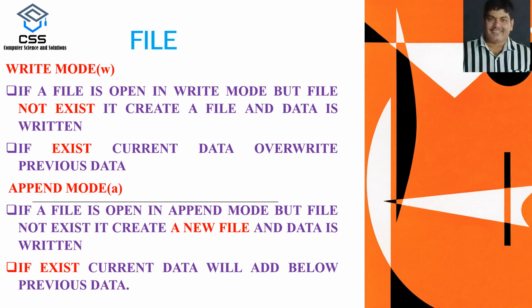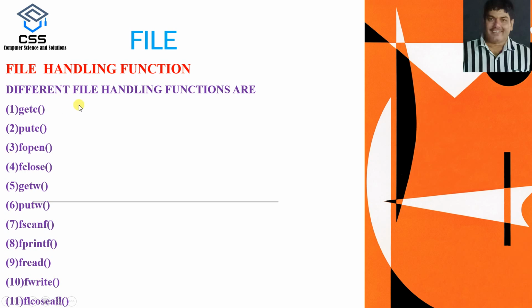What is the difference between write mode and append mode? In write mode, the current data overrides the previous data, while in append mode, the current data is added below the previous data. So for any file you create, there are three opening modes. Read mode is represented by R, write mode by W, append mode by A. To do all these kinds of operations, you have to take the help of file handling functions. Without file handling functions, we cannot do any operation on a file, because as you know, a C program is nothing but a collection of functions. Whatever we do in the file is done with the help of functions.